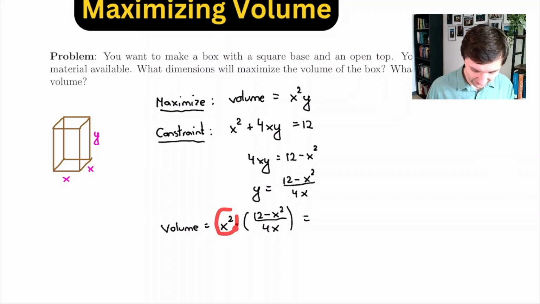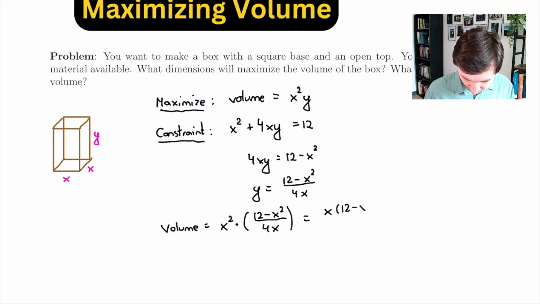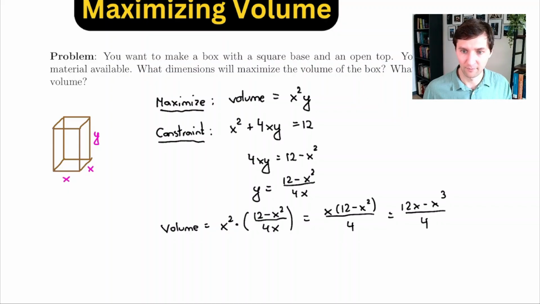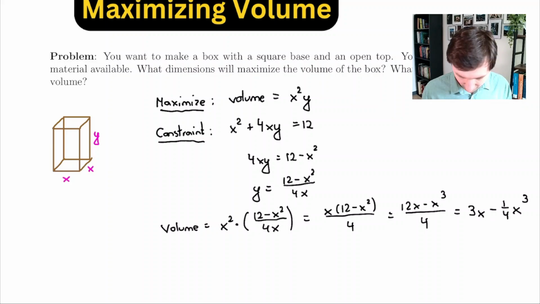If I do that, I will get volume equals x squared times (12 minus x squared) divided by 4x. A few things simplify here. I see that 1 x here cancels with 1 x here, and I get x times (12 minus x squared) divided by 4. I can multiply out the parentheses here, and I will get (12x minus x to the third power) divided by 4. I can simplify this even further by rewriting this as 2 fractions, and 12 divided by 4 is 3, so now I get 3x minus 1/4 x to the third power. This is the formula for the volume in terms of x.